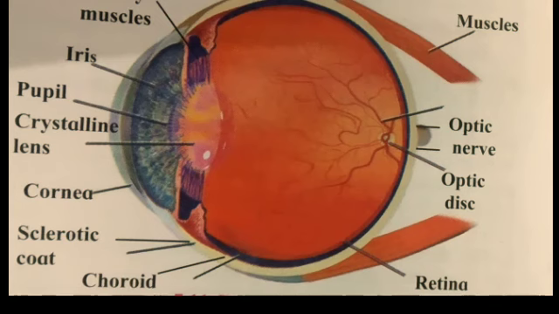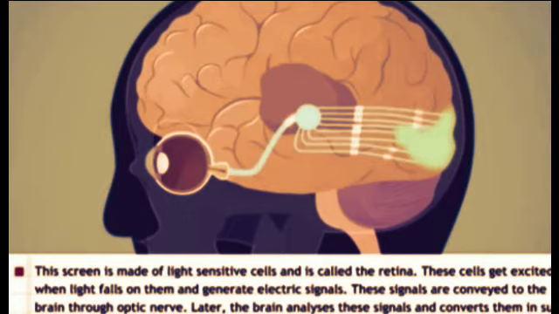This lens creates a real and inverted image of an object on the screen inside the eye. This screen is made of light sensitive cells and is called retina. These cells get excited when light falls on them and generate electric signals. These signals are conveyed to the brain through optic nerve. Later, the brain analyzes these signals and converts them in such a way that we perceive the object as it actually is.